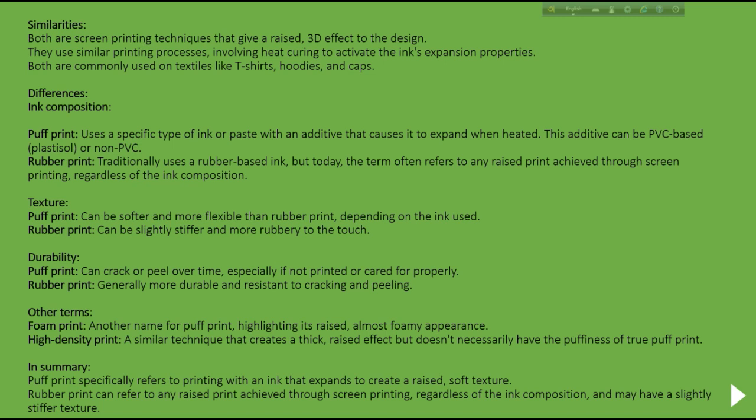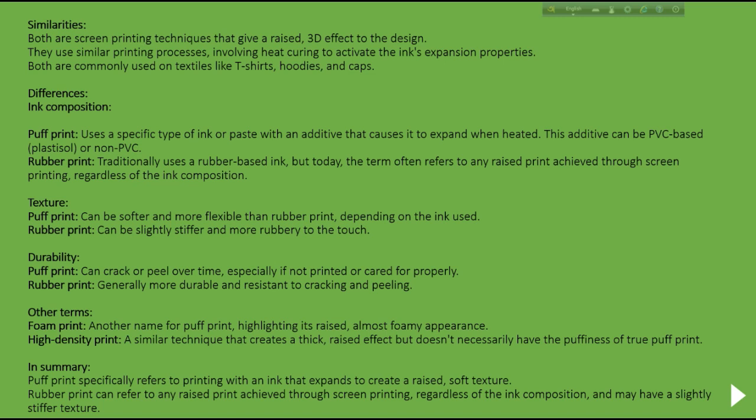First is ink composition. Puff print uses PVC-based plastisol or non-PVC ink. On the other hand, rubber print traditionally uses rubber-based ink. Both are applied through screen printing regardless of the ink composition. Then texture. Puff print can be softer and more flexible. On the other hand, rubber print is slightly stiffer and more rubbery to touch.